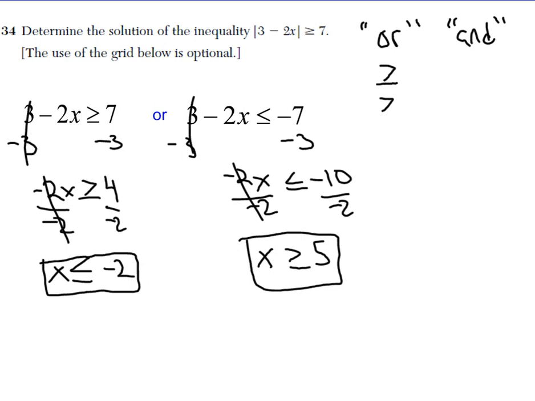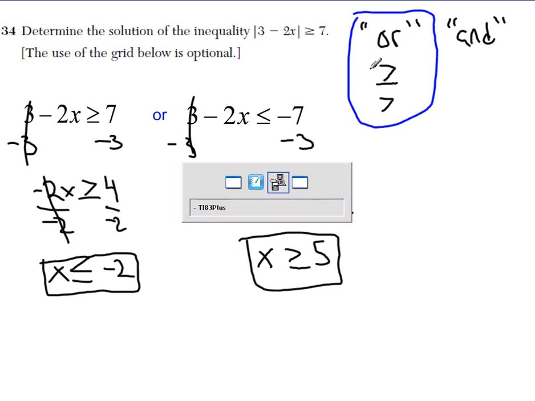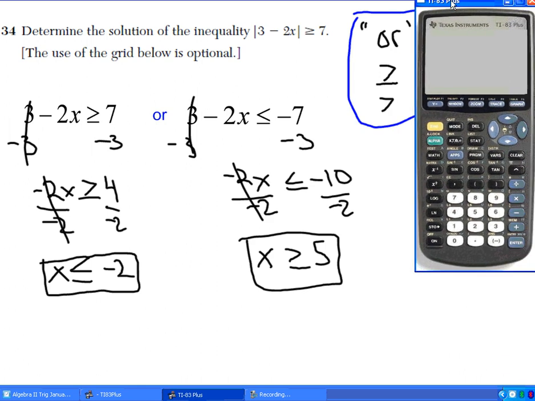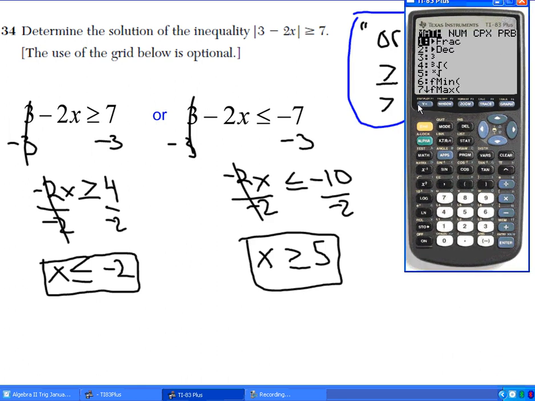Let's talk about the or part a little bit more. To illustrate this, I'm going to use the graphing calculator. So let's go ahead and graph the absolute value. So go to math. We need absolute value. That's here. The absolute value of 3 minus 2x, and let's graph 7. And let's take a look at the graph.